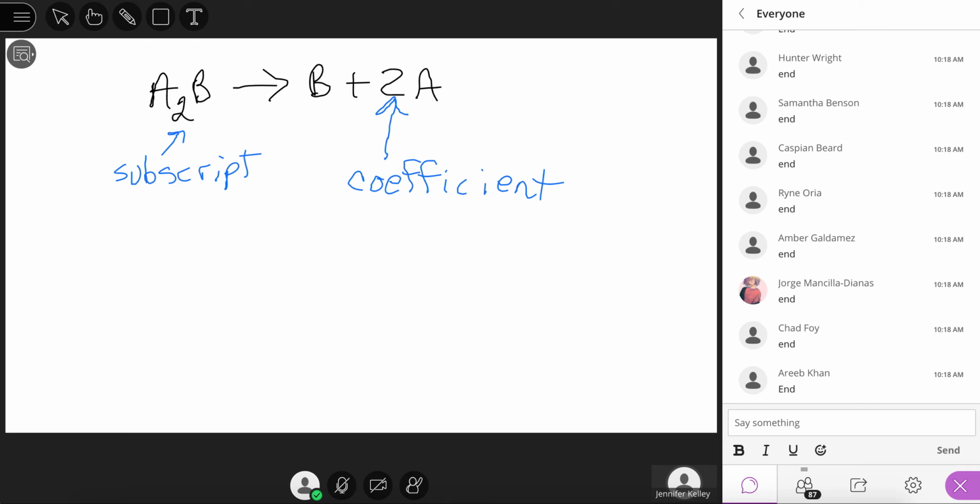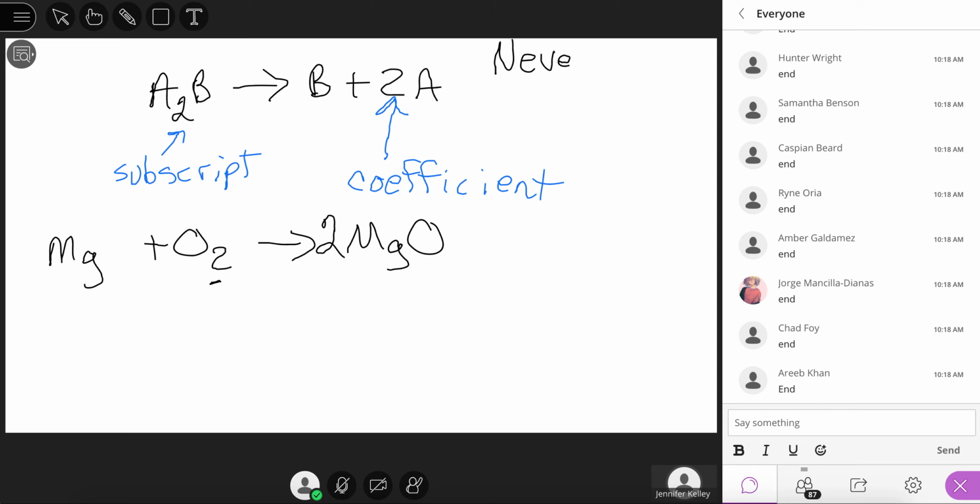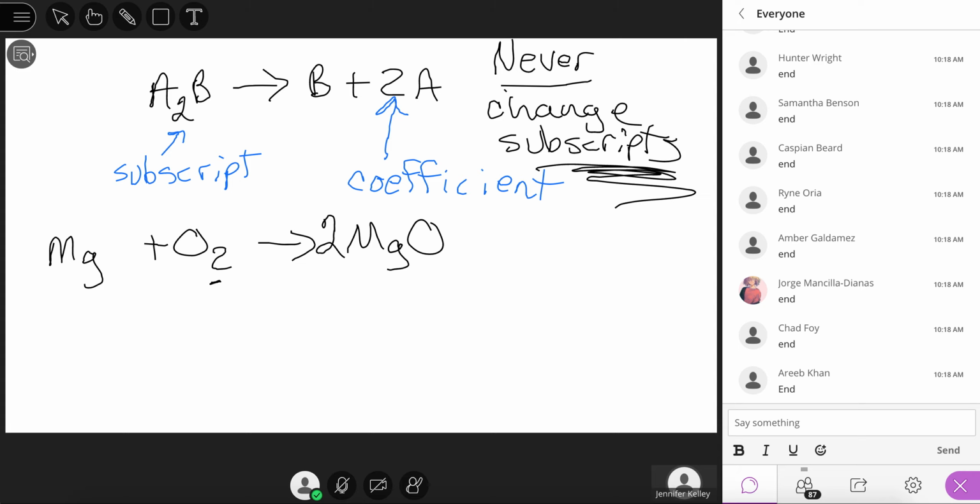For example, let's do something easy. We've got magnesium plus oxygen makes magnesium oxide. There are some side reactions in there, but we're not going to worry about that right now. So I see that there are two oxygens. I put a 2 here. One thing to note, never change the subscripts. You can only change the coefficients.